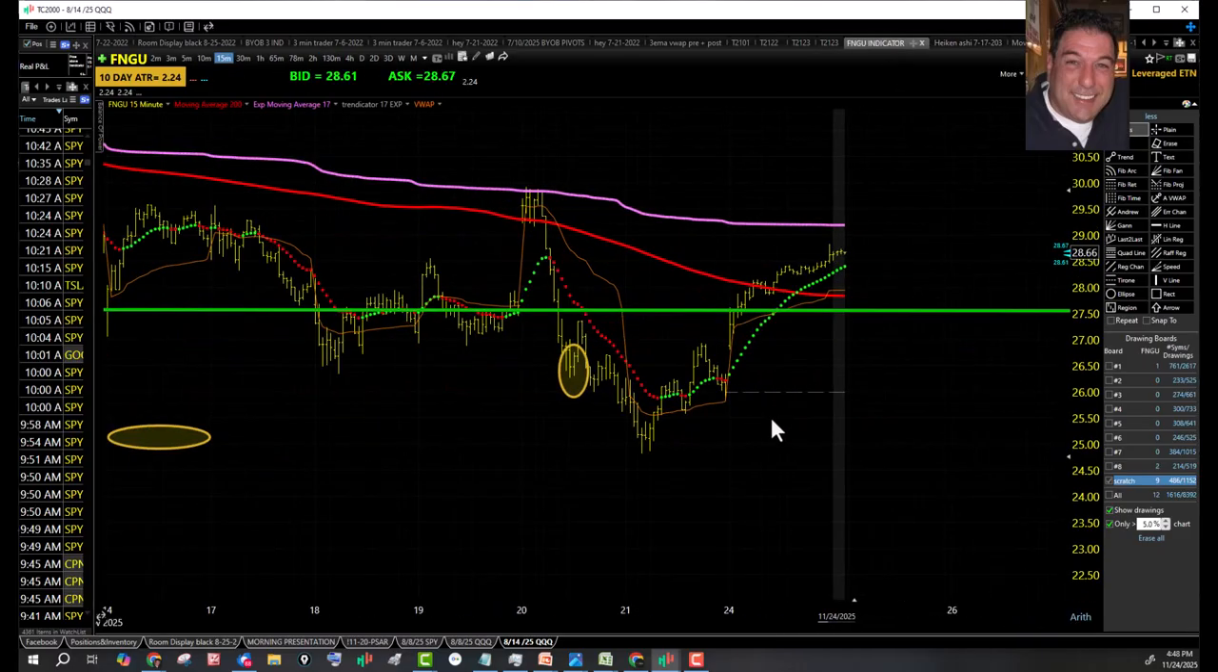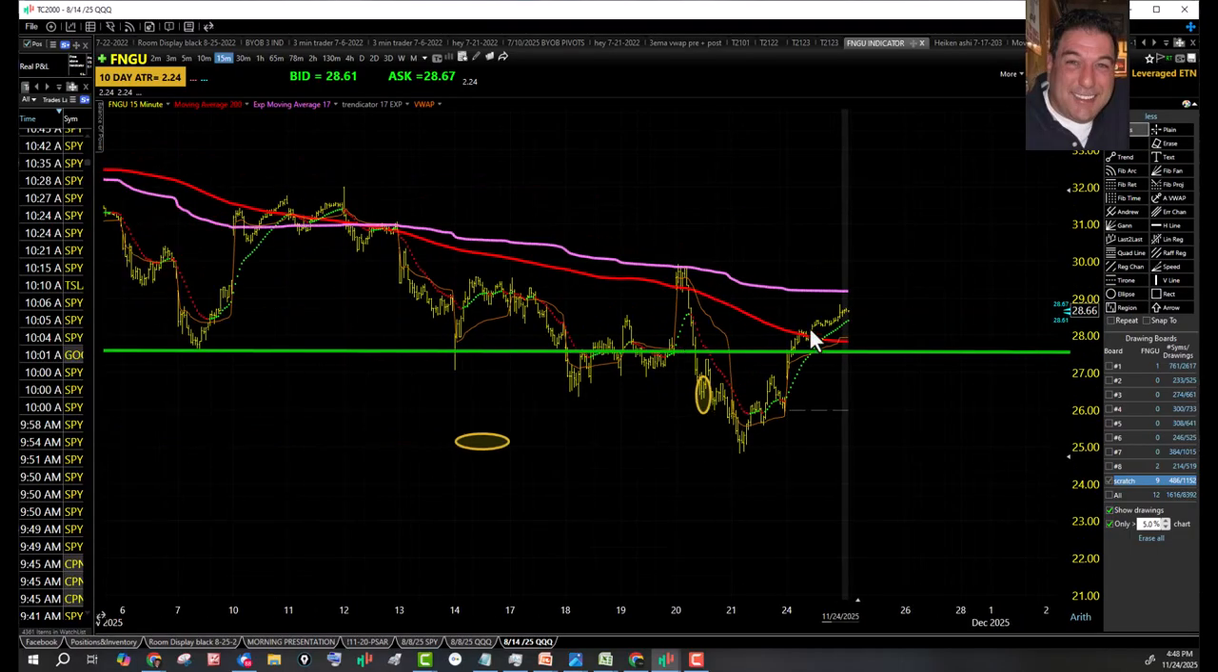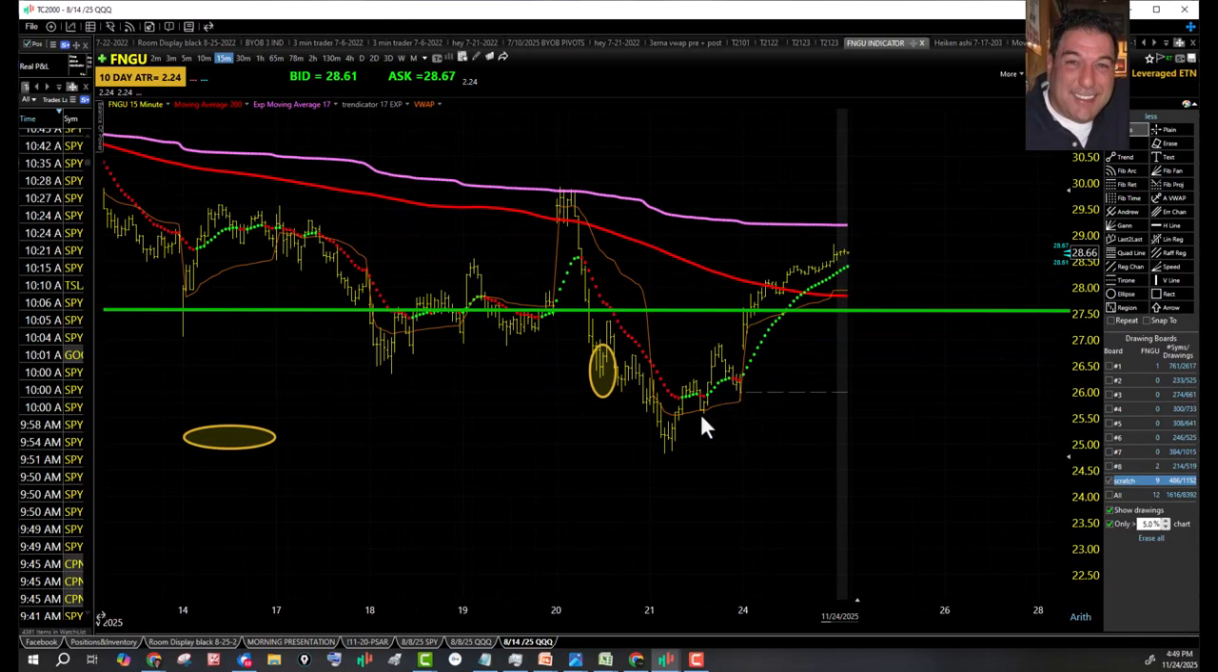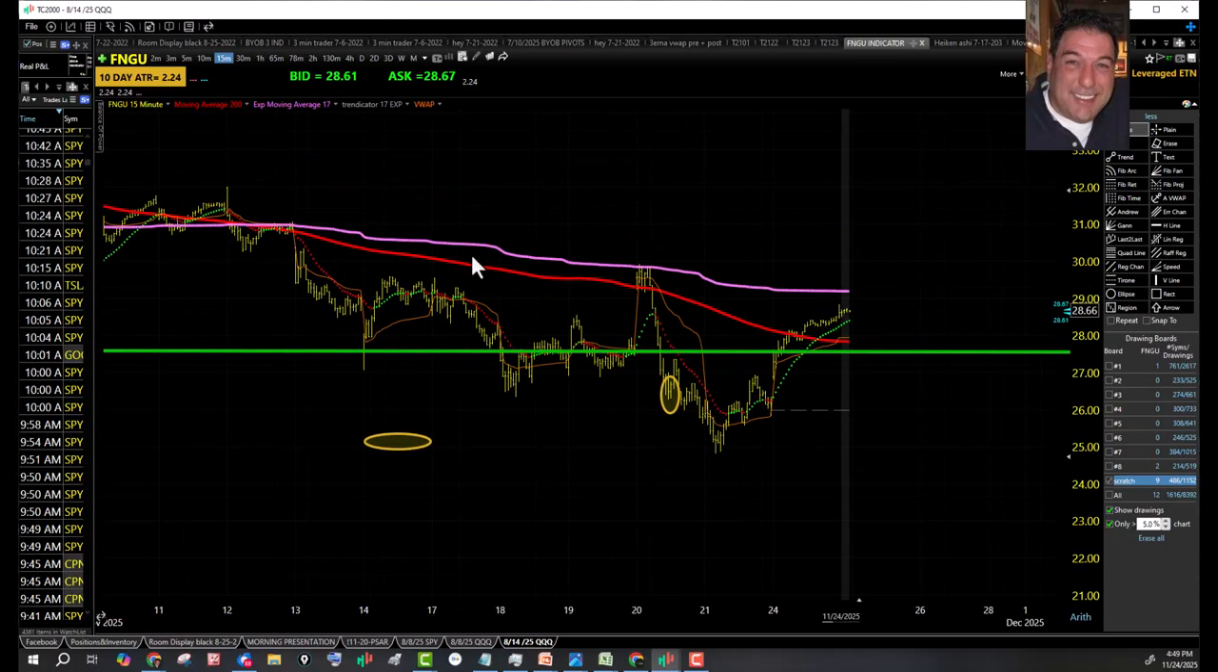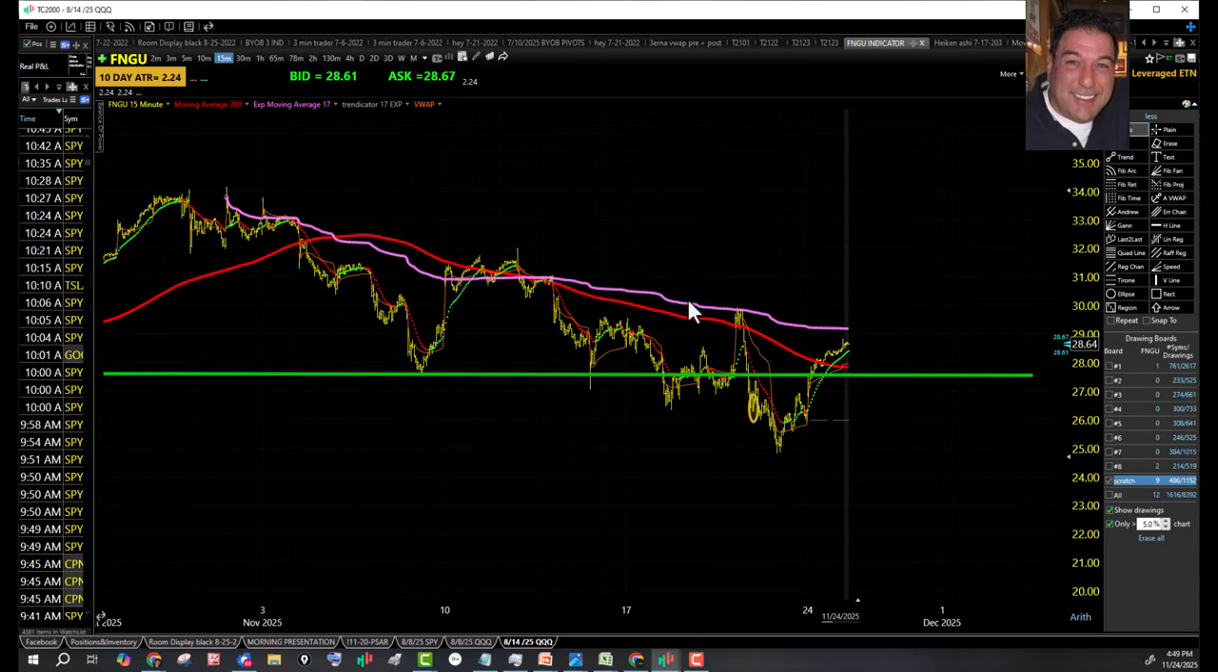FNGU climbs back on top of the 200 SMA. Nice work in a 15-minute uptrend because they're making higher lows and higher highs. There's the higher low, and you can see there's the high. They made a higher high over the 200 SMA. That's my place to be if I'm a bull. Under the all-time high anchored VWAP.